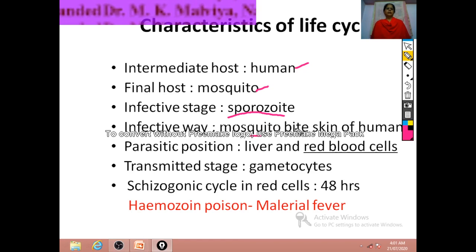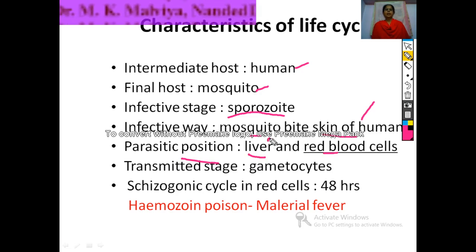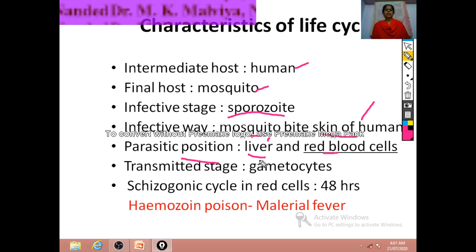infection takes place by the biting of the mosquito on the skin of the human being for sucking the blood. The parasitic position is the liver and the red blood cell, because the liver cells and the red blood cells get damaged by this Plasmodium parasite, and thus the digestion is weakened in that infected person, because the liver cells get damaged and RBCs also get destroyed, and the patient becomes anemic.